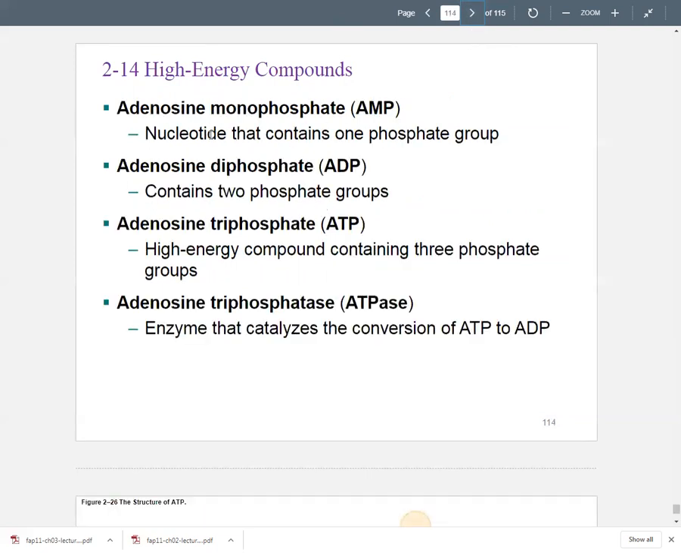Examples: you have a nucleotide, an adenine with one phosphate, or adenosine with one phosphate, it's adenosine monophosphate. You have 2 phosphate groups, adenosine diphosphate, and adenosine triphosphate is your high energy compound with 3 phosphate groups in it. And that's what we'll spend a lot of time talking about in this course. Adenosine triphosphatase is an enzyme that catalyzes conversion of ATP to ADP. So you're removing a phosphate. All right, so anytime you see ase, that's an enzyme.